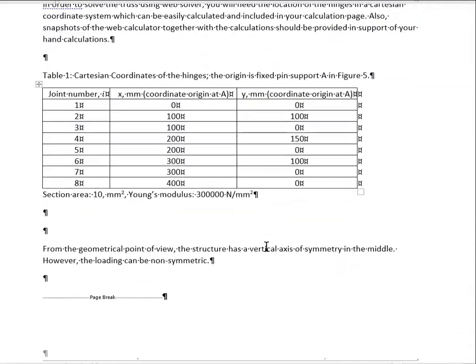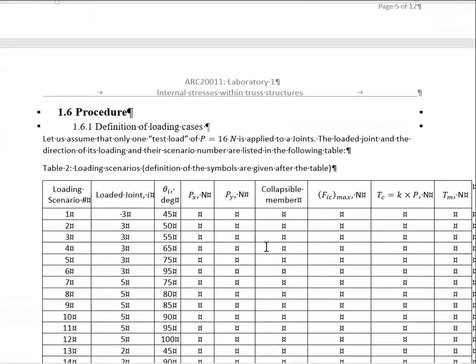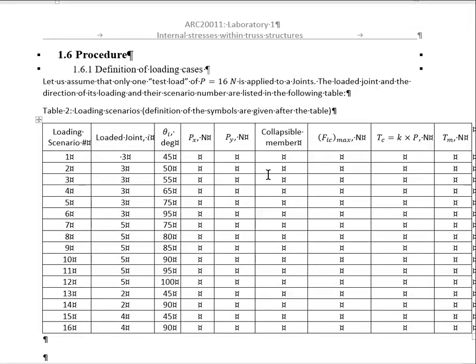And when you get into table 2, you don't have to fill in all the data. I have asked you to just do one scenario. For the scenario which you have been told, all you have to do is apply a test load. The test load is 16 Newton, but depending on the value of theta, it can be resolved into X and Y components. So you put the X and Y components of the 16 Newton here, depending on the angle made by the horizontal line in the positive x-axis.